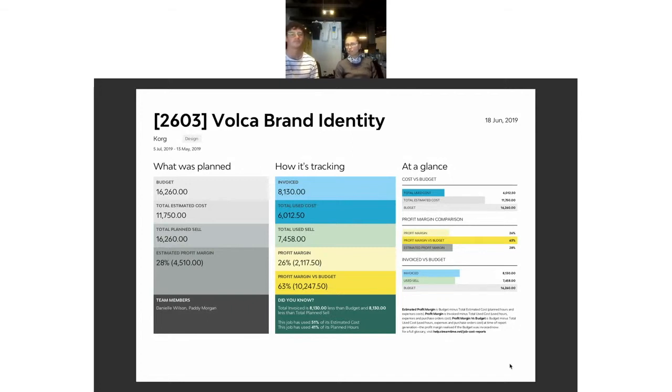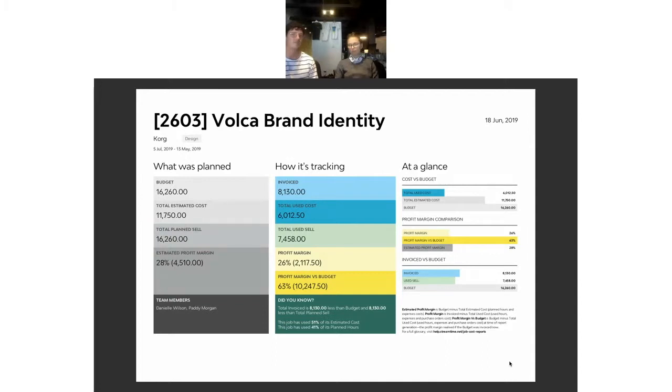Total used cost is pretty self-explanatory as well. It's all the used time and expenses based on cost rates and expense cost rates. Total used sell, on the other hand, is the same. All the used time and expenses based on the sell rates.